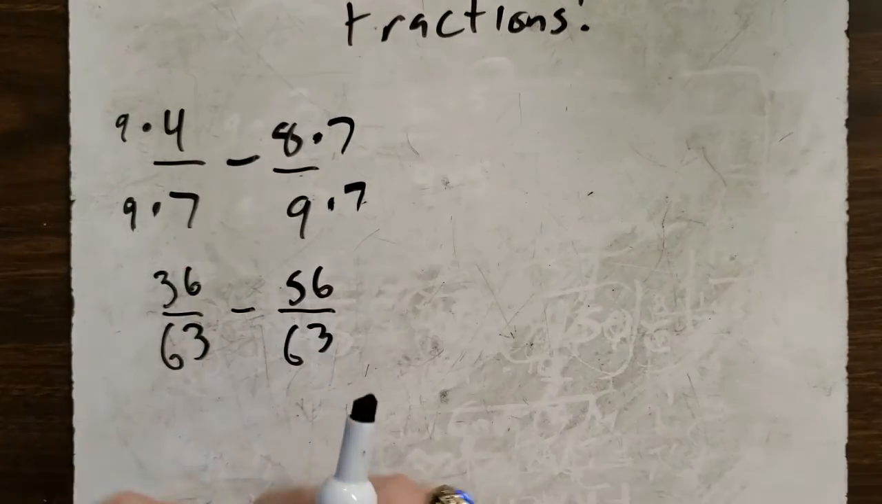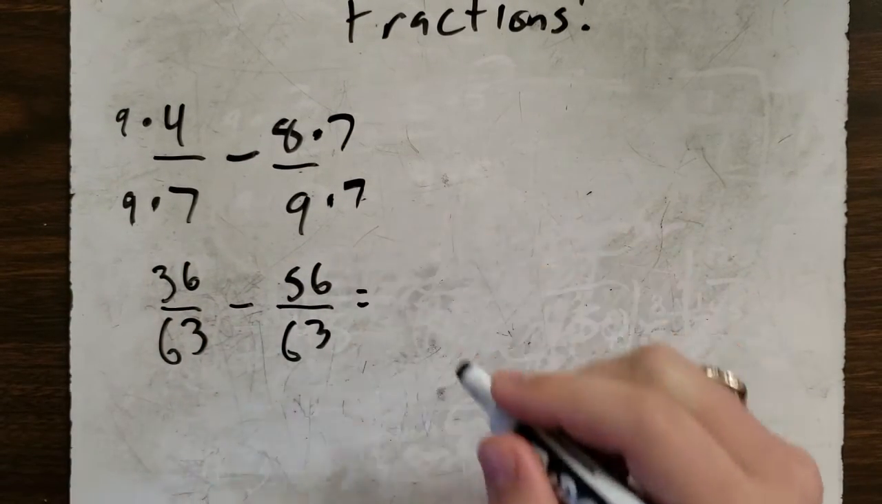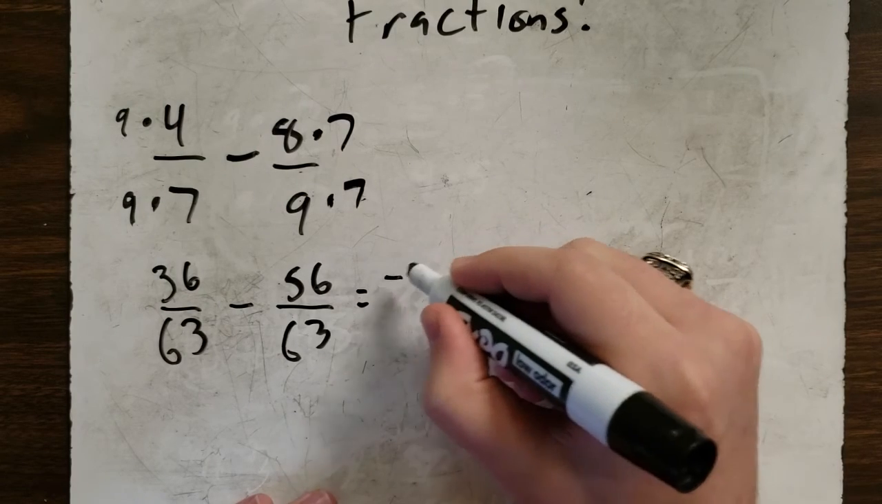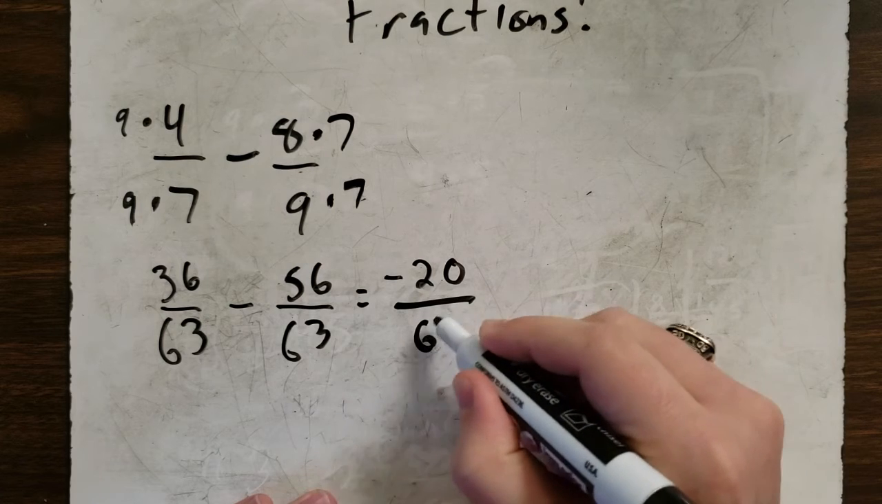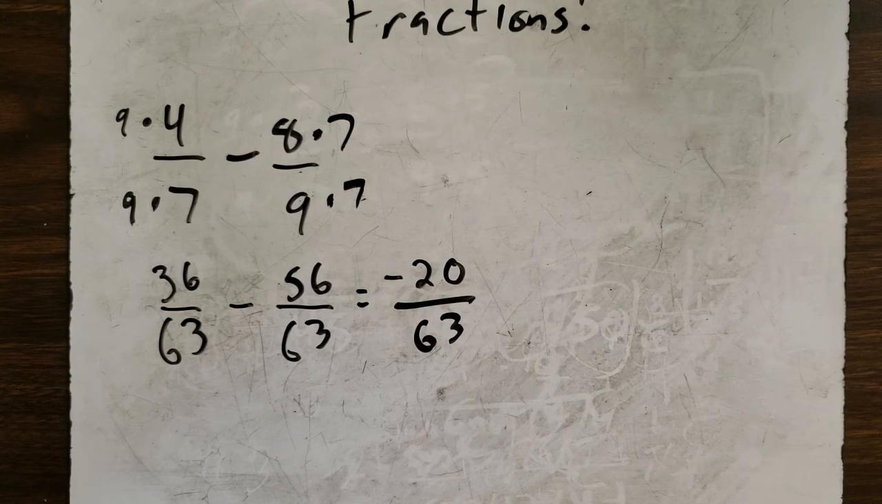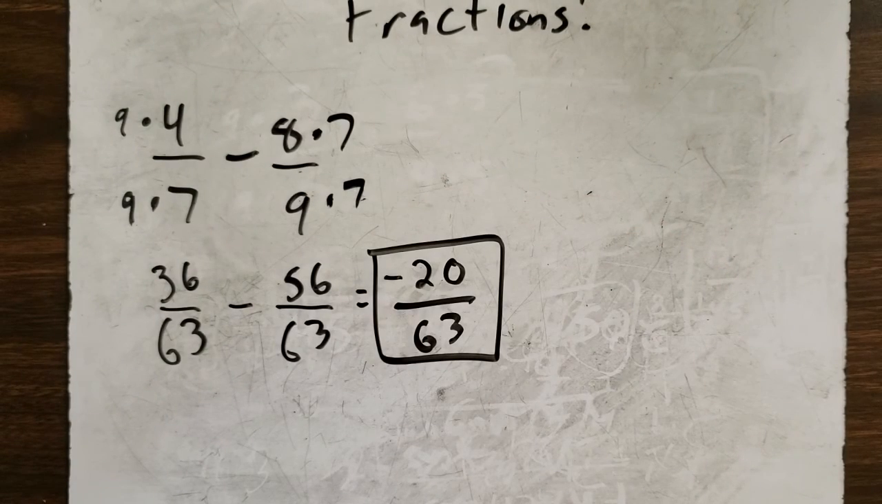Now we can subtract. Our bottom numbers are the same. Subtract your numerators. 36 minus 56 is negative 20 over 63, your bottom number. And this is our final answer. You cannot reduce it down: negative 20 over 63.